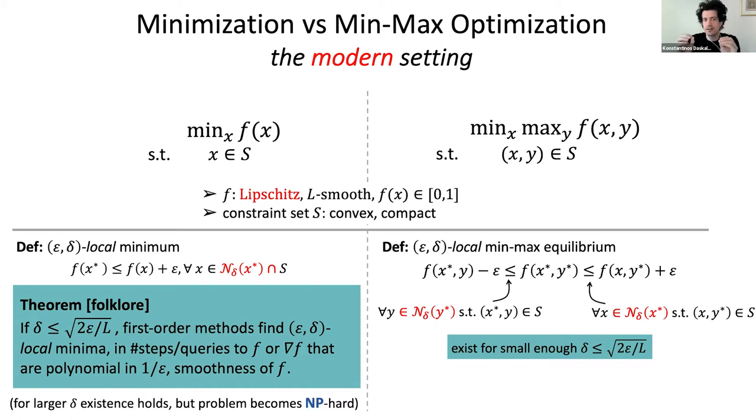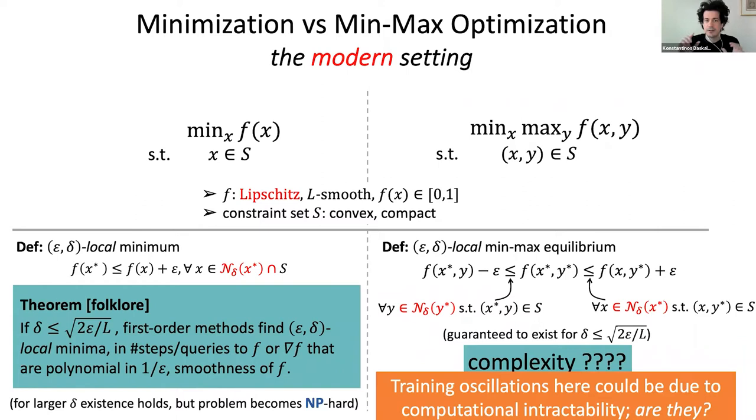So this solution concept exists, and it's a good first target for optimization methods. But the complexity is not well understood, even for this very local solution concept. It does exist, but the complexity is not well understood. And I claim that training oscillations that happen in GANs could be related to the intractability of the solution concept. That I want to investigate. I want to understand, is it intractable? Because if it's intractable, why do you hope that first order methods will find it? That's really the main focus of this talk.